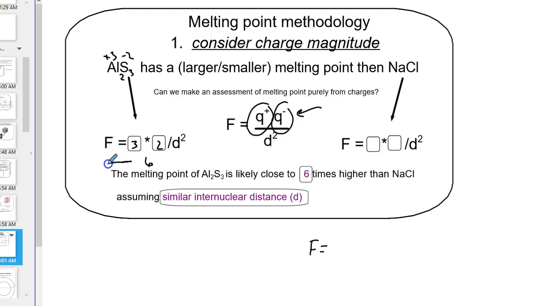That's proportional to that charge. This guy is +1, this guy is -1, and multiply together, you get 1. That's proportional to that guy. So likely this guy is 6 times larger than that, assuming that it's somewhat similar internuclear distance. That's how that works.